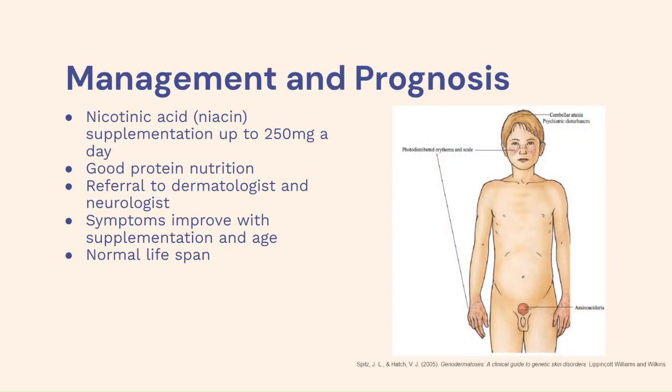How do you manage it? Well, one key thing, and pretty much the only thing you need to do, is return back the niacin that's not being produced by your body. So you're just going to supplement the niacin. You're skipping the tryptophan step.